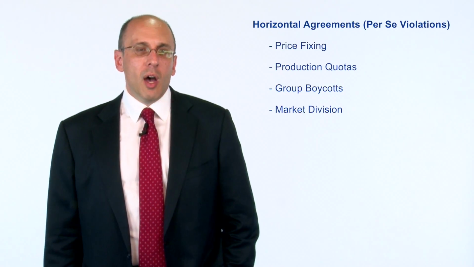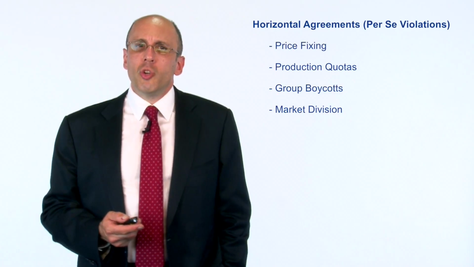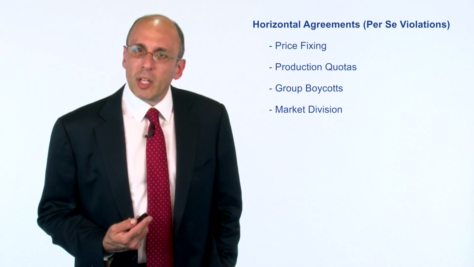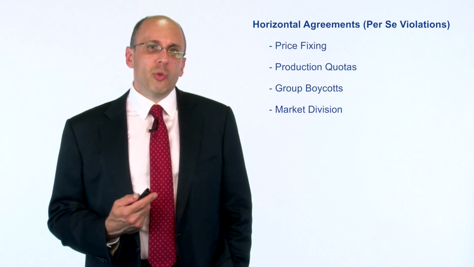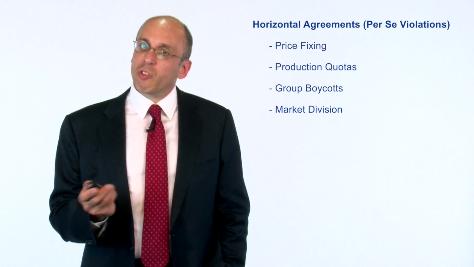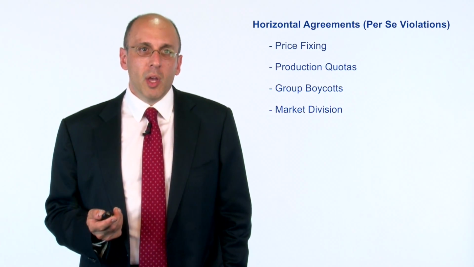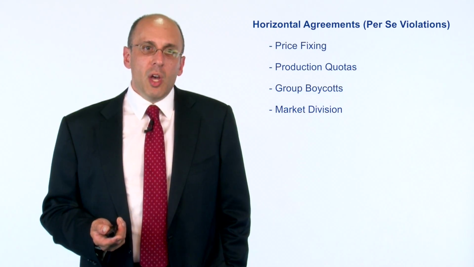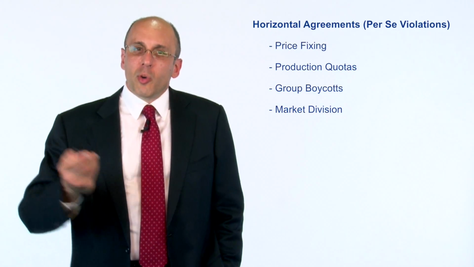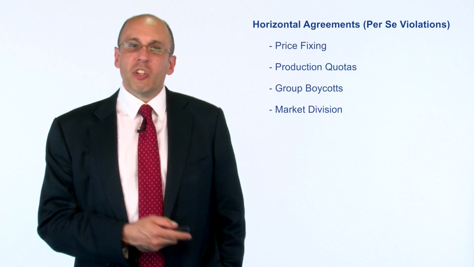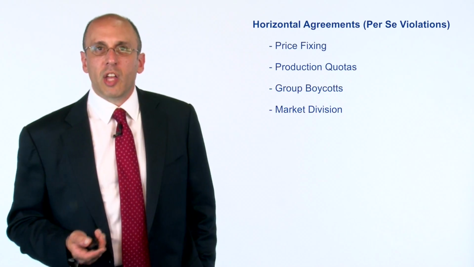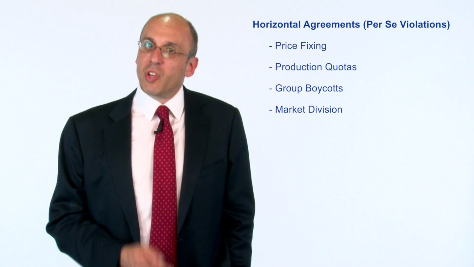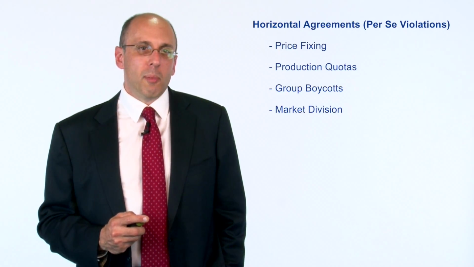Now, there are some actions, however, that are deemed to be per se or automatic violations of the Sherman Act. And those violations relate to what are known as horizontal agreements. That refers to transactions between businesses that are in competition with each other, and they significantly reduce competition. You could create an agreement between competitors to set prices on products. That's called price fixing. That's per se illegal under the Sherman Act.